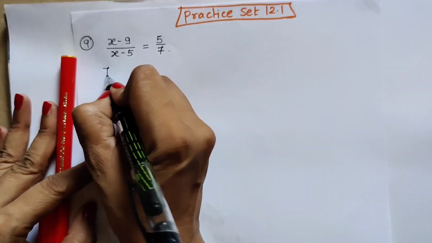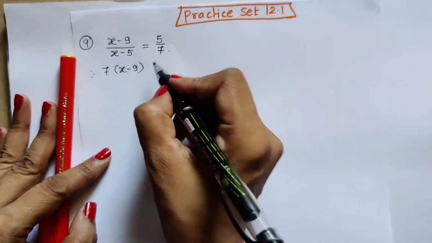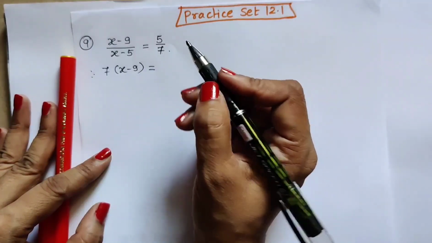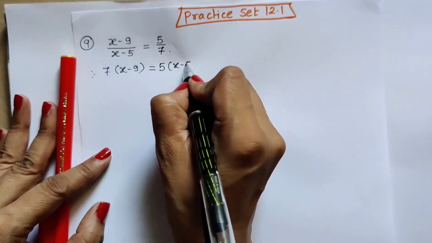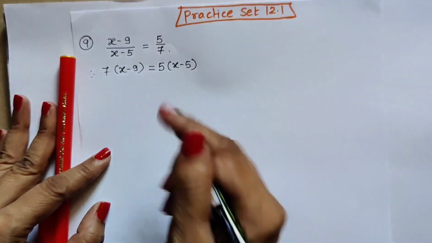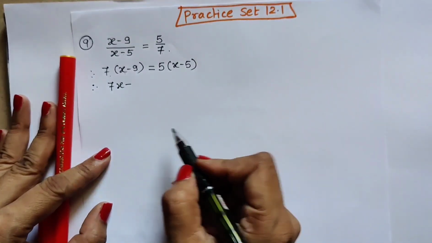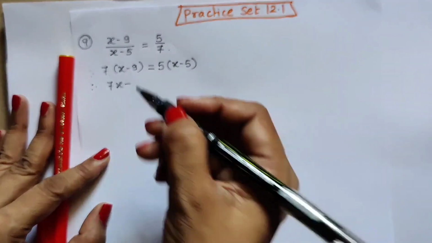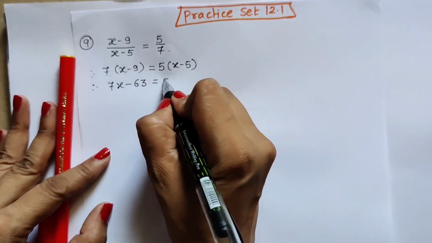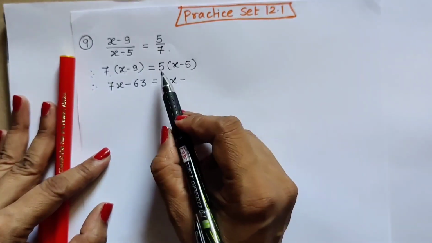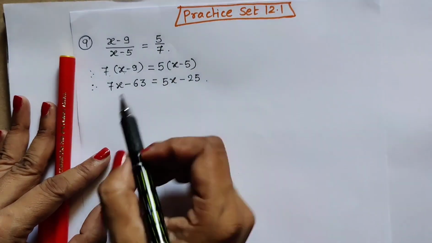So 7 multiplied by x minus 9. Numerator multiply by denominator. Equal to sign is there, in between put the equal to sign. Then numerator multiply by denominator, 5 into x minus 5. Now brackets are there. Solve the brackets. 7 into x is 7x. Minus sign is there. Put the minus sign. 7 9s are 63 is equal to 5 into x is 5x. Minus sign is there. Put the minus sign. 5 5s are 25.